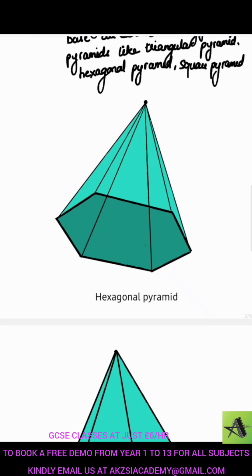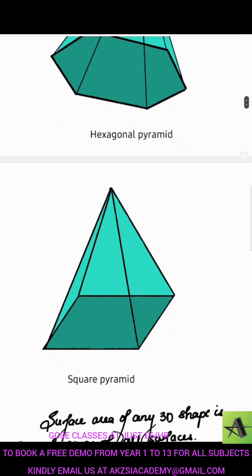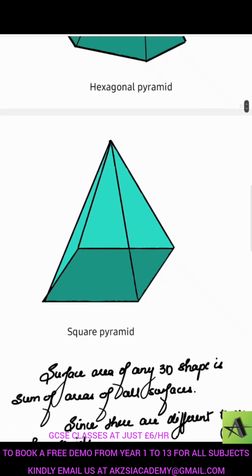But there are different types of pyramid, and a pyramid gets its name on the basis of its base. This one is the base. If the base is a hexagon, then it's called a hexagonal pyramid. Here you can see the base is a square, so this is a square pyramid. Similarly, if the base is a pentagon, then it's called a pentagonal pyramid. So a pyramid is basically a 3D figure with a flat base surface having all triangles as its sides.